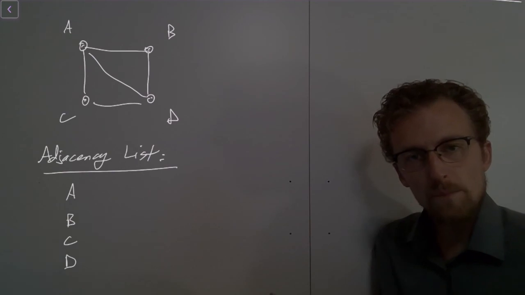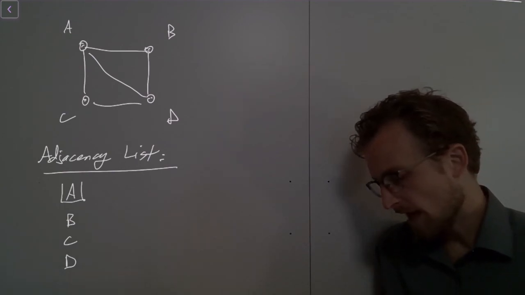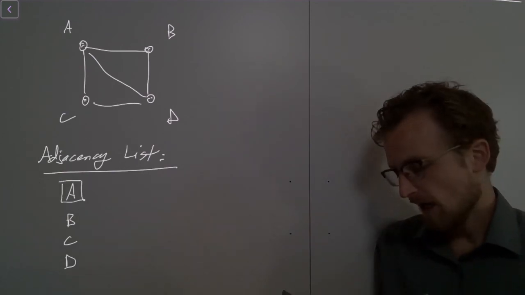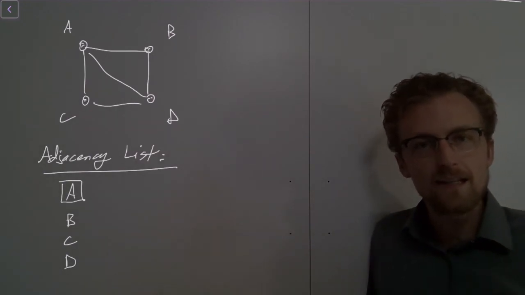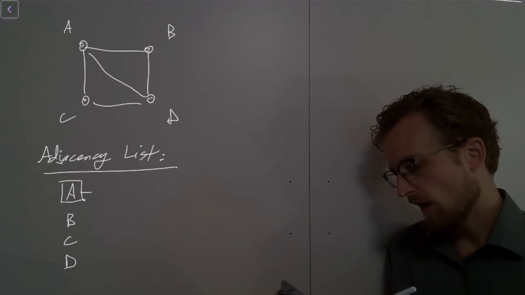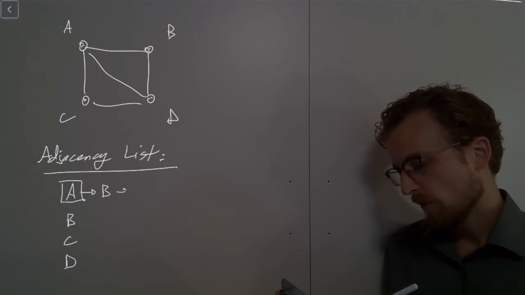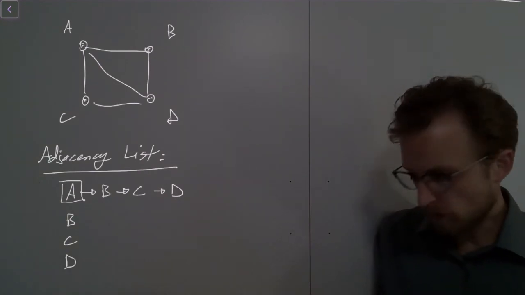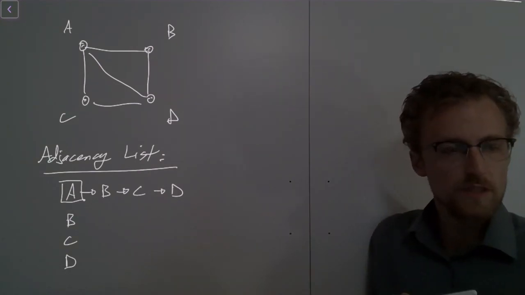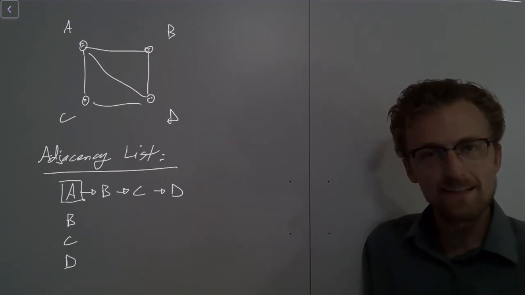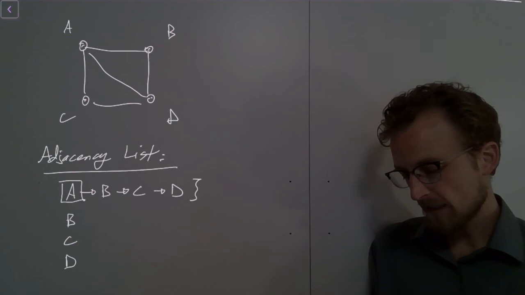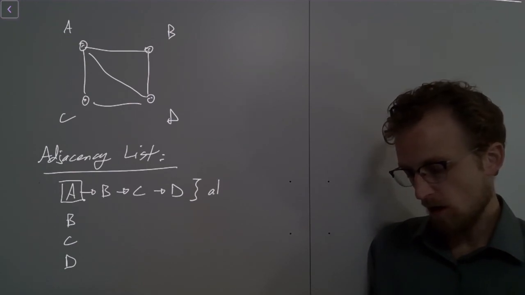And then if I represent this as a linked list, what I'll do is make that the first item in the linked list, and then I'll have a pointer to each of the other vertices that A is connected to. So I'll have A pointing to B, pointing to C, pointing to D. And what A's list represents is all of the vertices that A is connected to. So this by itself is all of A's neighbors.